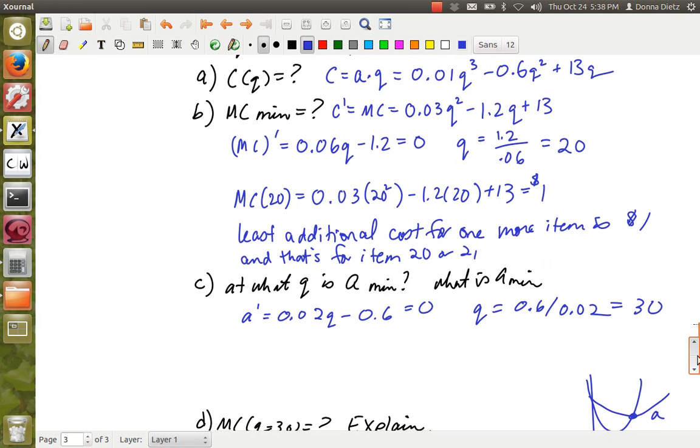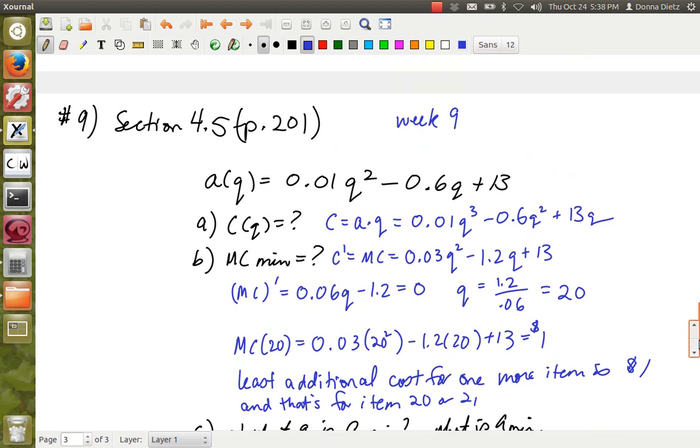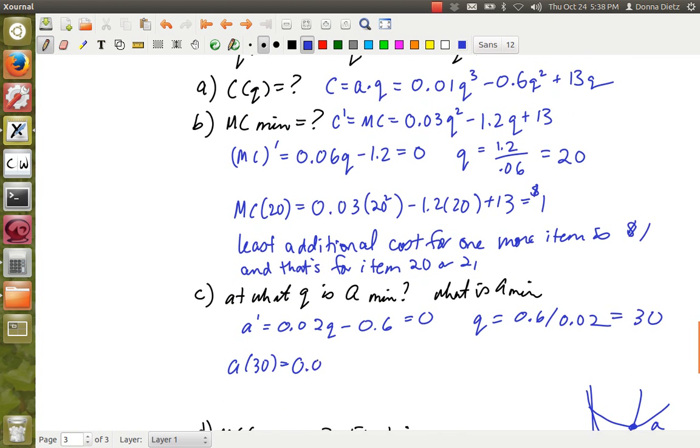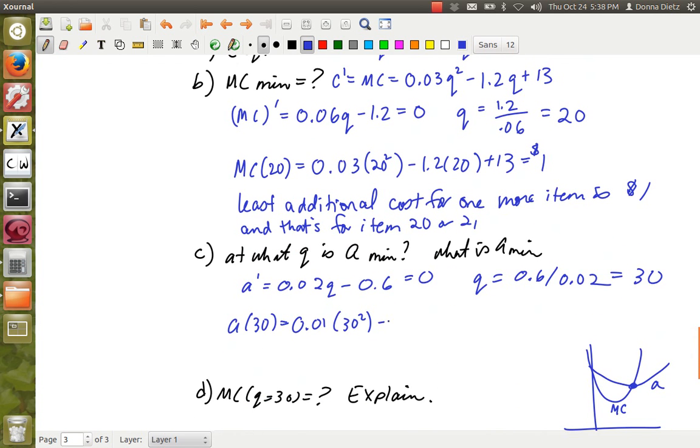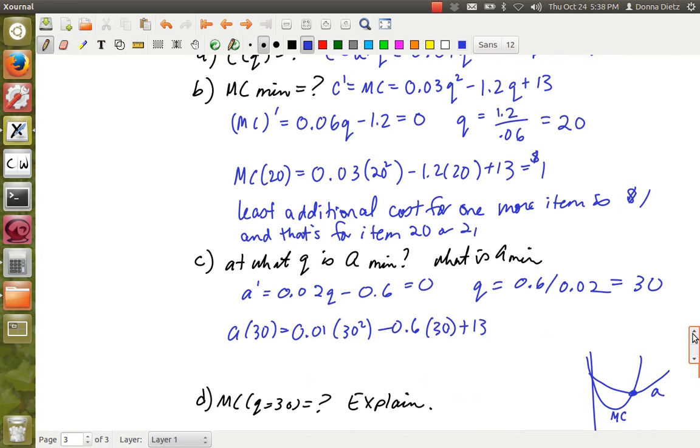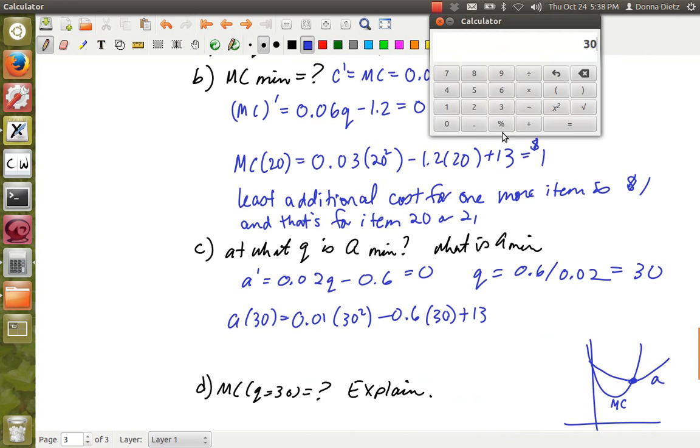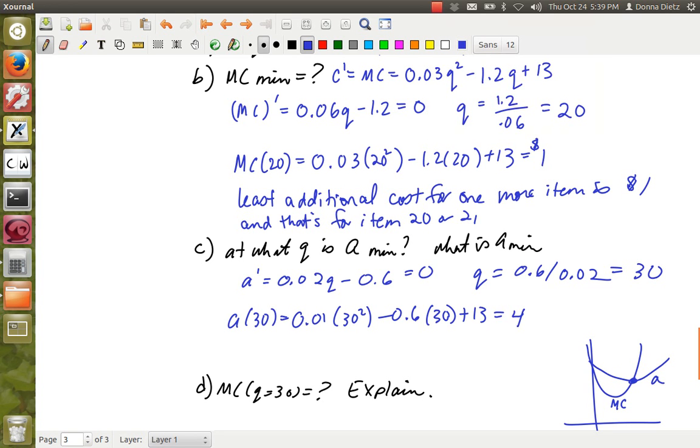And what is A min? So A at 30, let me find out what this formula says, is 0.01 Q squared. Hope you don't get seasick. 0.6 Q plus 13. There we go. Okay, it's right. So we want 0.01 times 900, because 30 squared is 900, minus 0.6 times 30 plus 13, and then that equals 4, and that's $4.